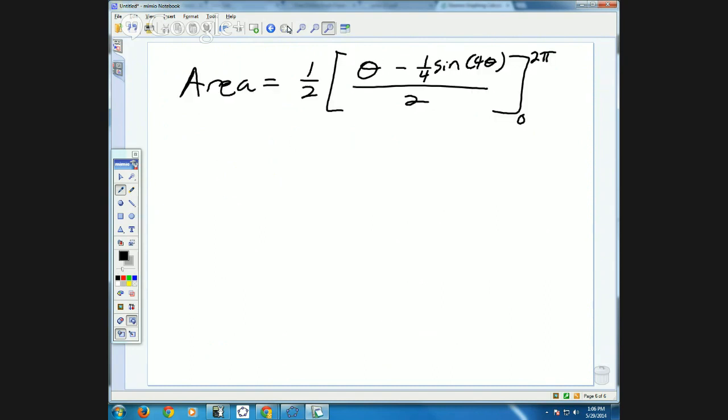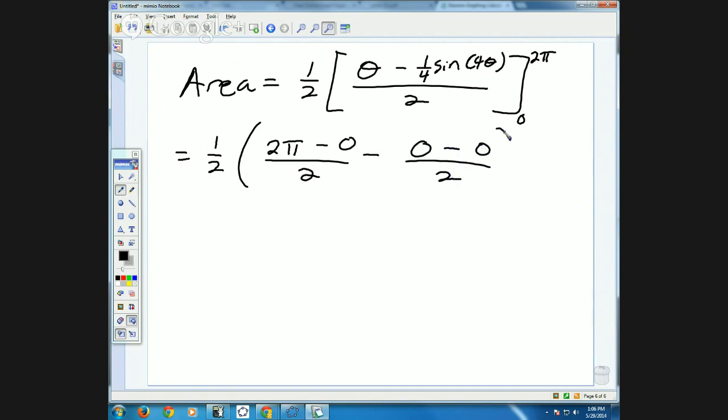Okay, so it's going to give me 1/2 times 2 pi minus, let's see, sine of 8 theta is 0, correct. All over 2 minus 0 minus 0 all over 2. So it looks like I get pi over 2 for the final area. Is that reasonable?